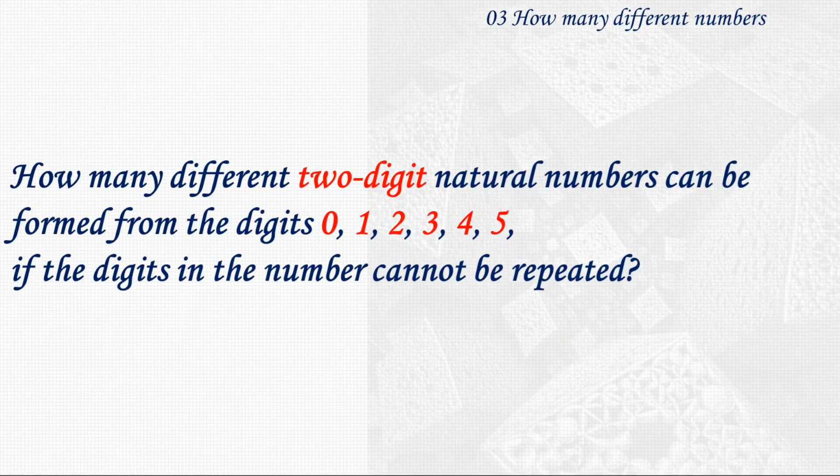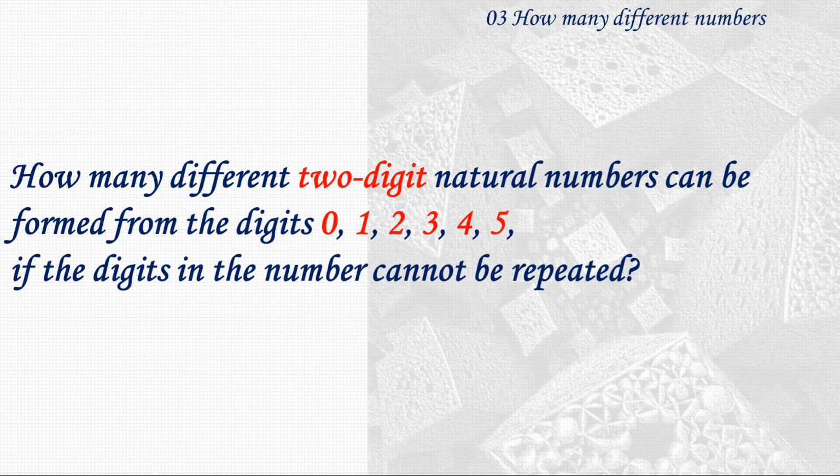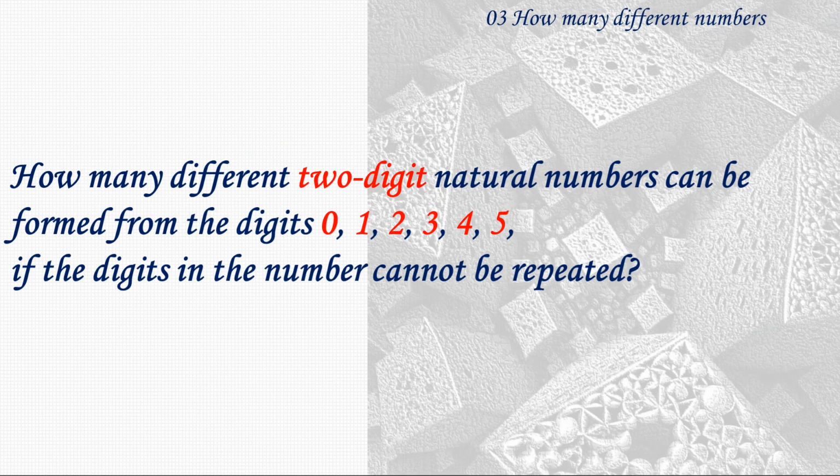Third time's a charm. Let's apply the same solution method to the third task and create an animated solution by extending our pattern. How many different 2-digit natural numbers can be formed from the digits 0, 1, 2, 3, 4, 5 if the digits in the number cannot be repeated? The question has a twist. 1 digit is 0, so it cannot be placed at the front.